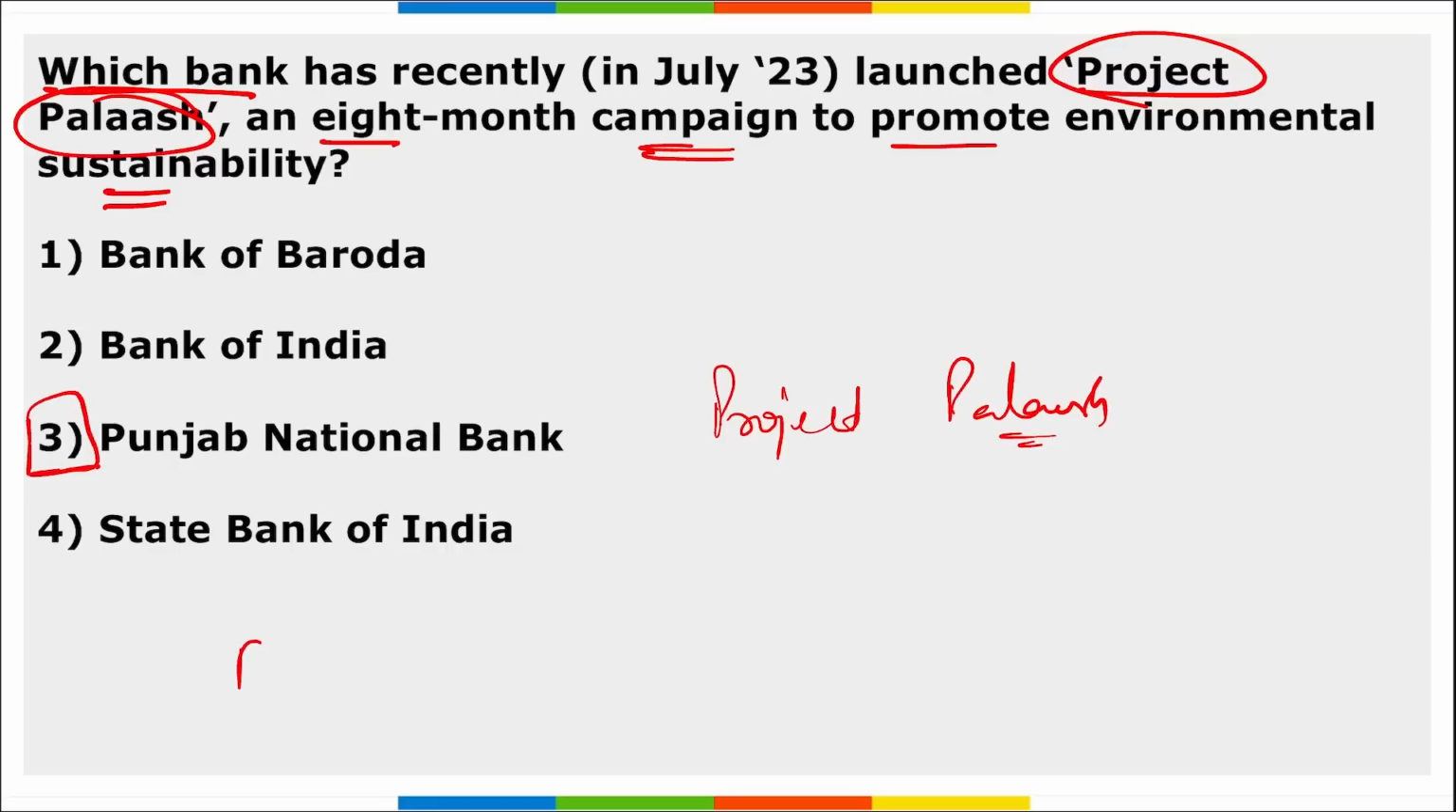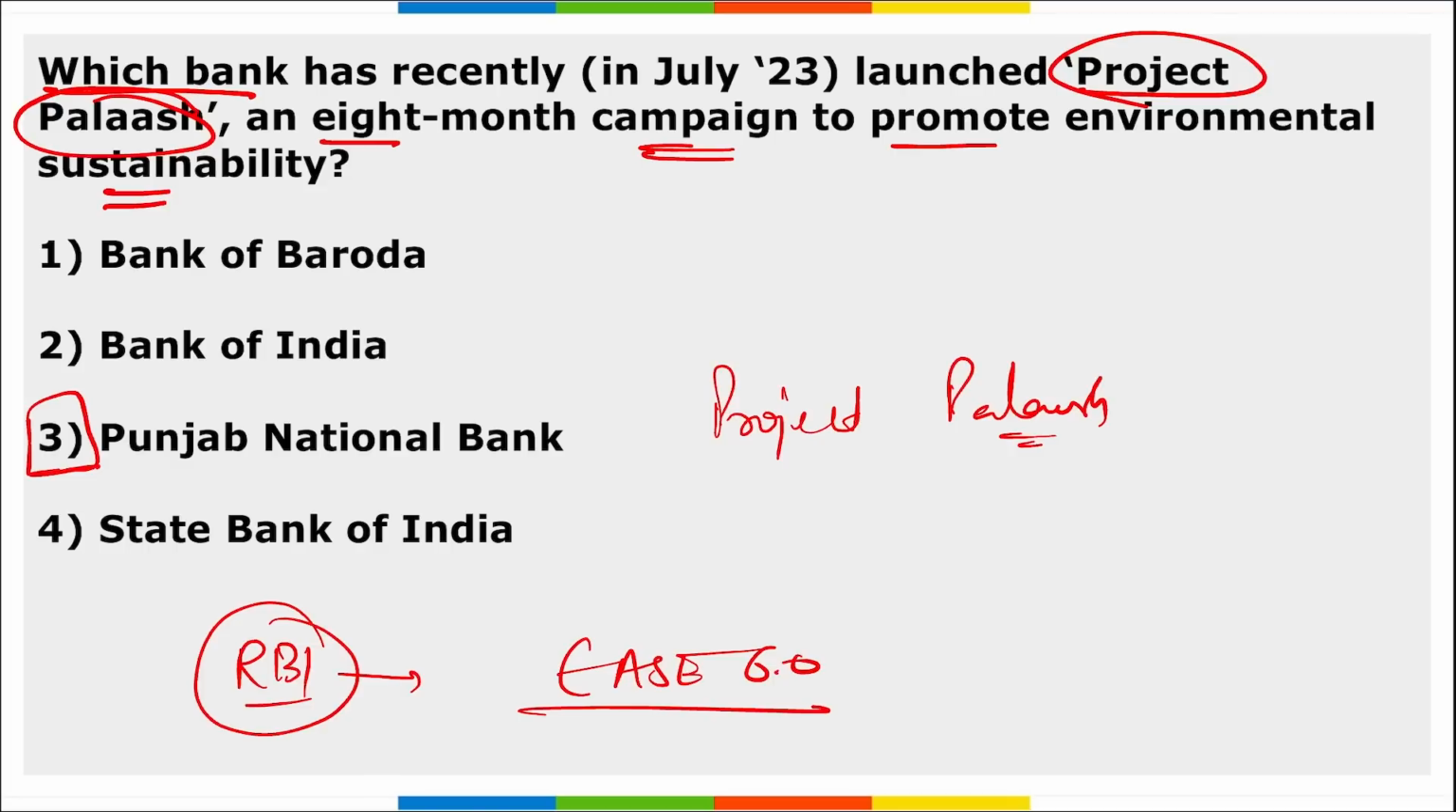Then also remember, this was in line with the campaign EASE 6.0. What is EASE? EASE is Enhanced Access and Service Excellence. This was an initiative by the Department of Financial Services of the Government of India.